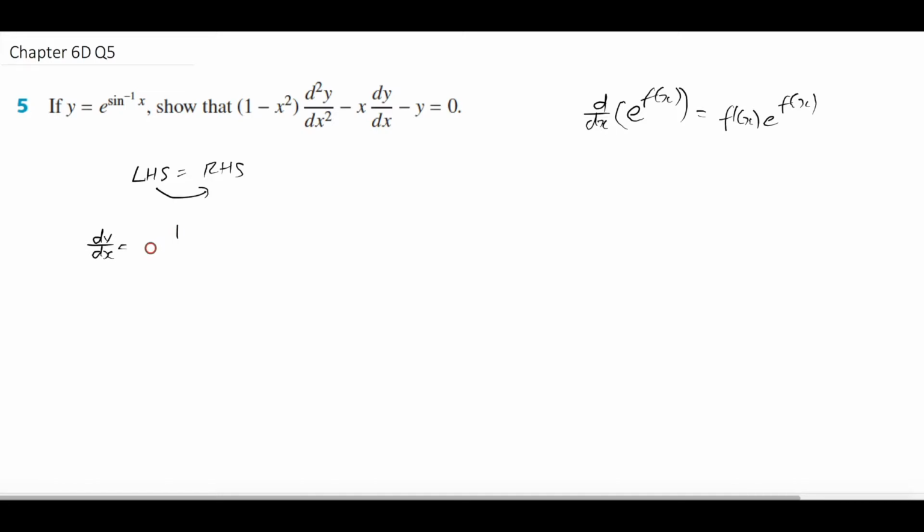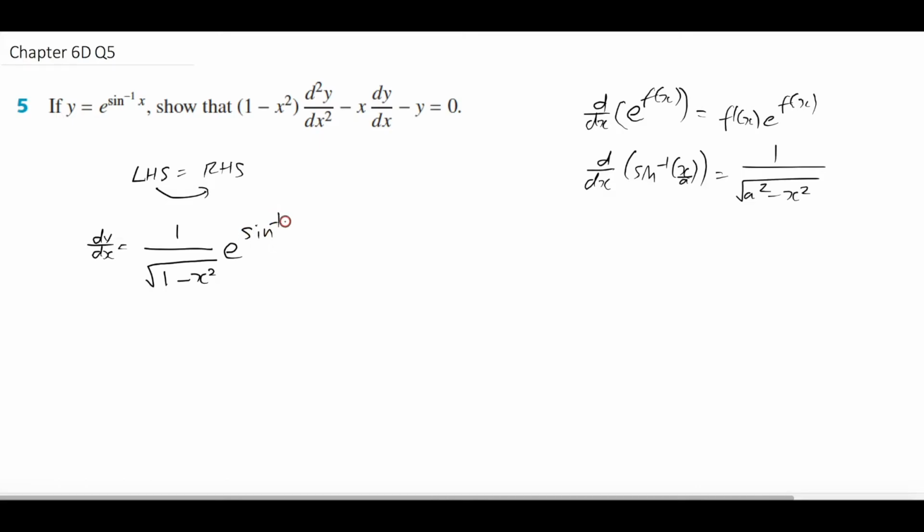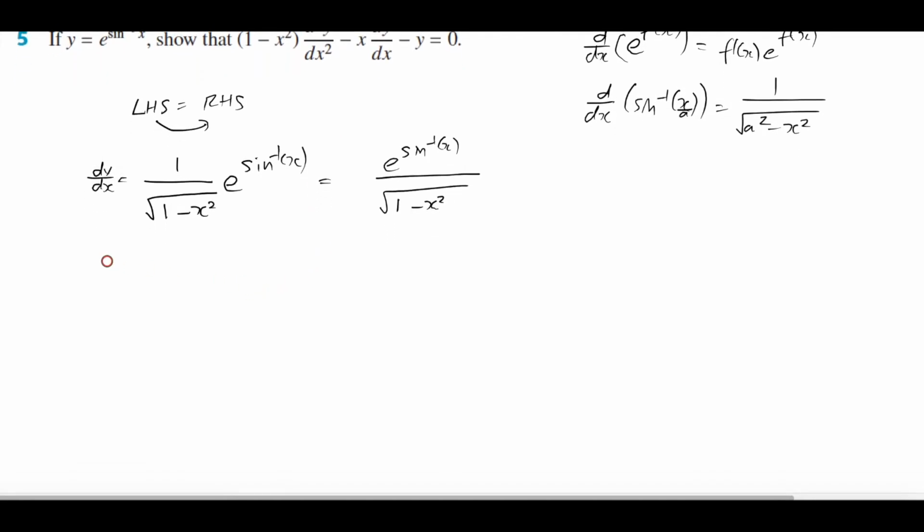We know the formula: d/dx of sine inverse of x over a is 1 over the square root of a squared minus x squared. That's the general formula, and we get the same thing here. Now a is just 1, because that's sine inverse of x over 1, so a squared is still 1, and that's 1 minus x squared, multiplied by e to the sine inverse of x. Nothing has changed; it's still e to the sine inverse of x. So that's dy/dx. I'm just going to write it as a fraction, so it's easier for us to derive the next one. Then let's find the second derivative.